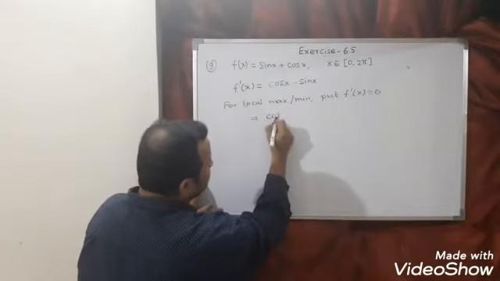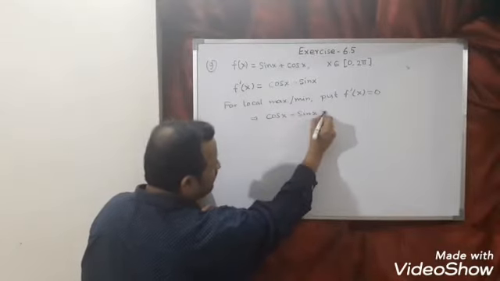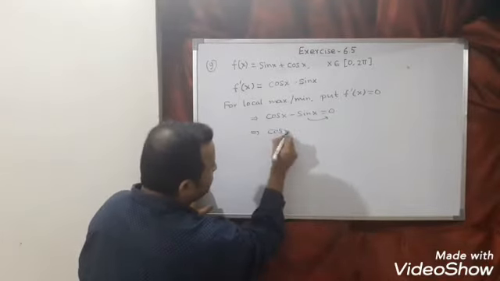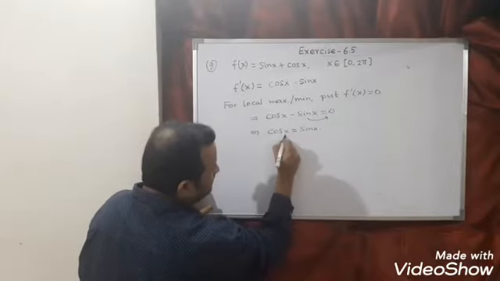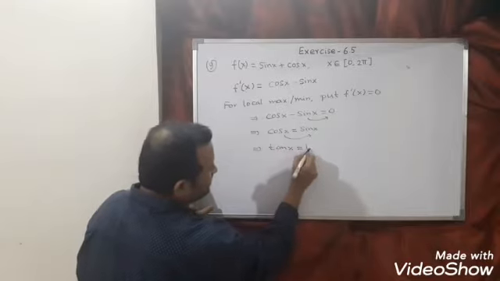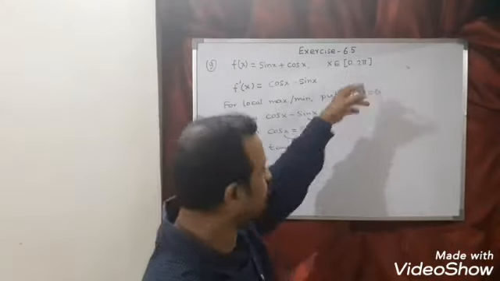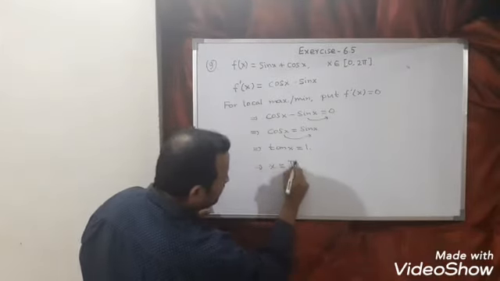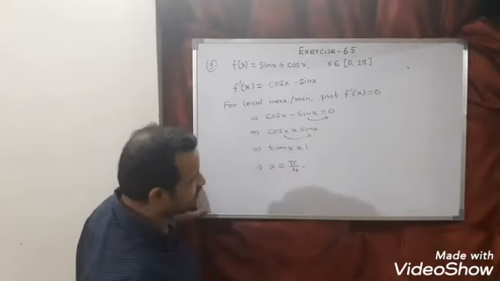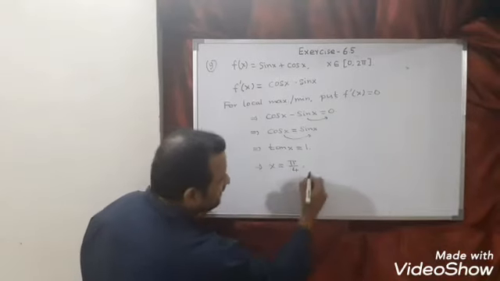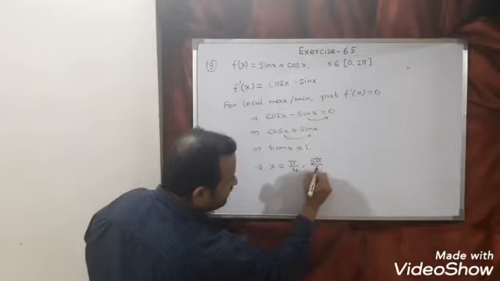So when you put f dash x equal to 0, what you will get is cos x minus sin x is equal to 0. Send one term to the other side, so we can write cos x is equal to sin x. Shifting this cos x here, you will get tan x is equal to 1. Now tan x is equal to 1 in 0 to 2 pi. Calculate. One value of x is pi by 4, which is 45 degrees, and the other value is pi plus pi by 4, so it is 5 pi by 4.